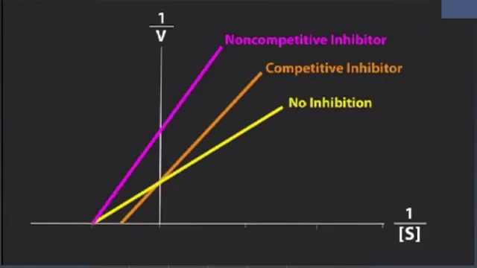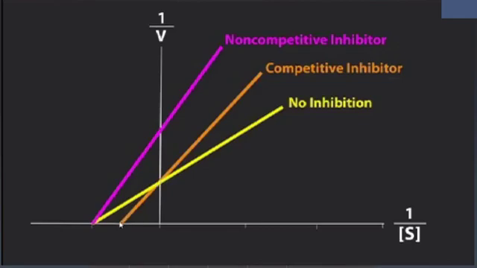So let's look at a Lineweaver-Burke plot with antagonists. On this Lineweaver-Burke plot, the yellow line is the uninhibited agonist, which is the normal value or the baseline value. When you add a competitive inhibitor, which is this graph in orange, you're not changing the y-intercept, you're not changing Vmax, you're not changing the maximum response, you're not changing efficacy with a competitive inhibitor.